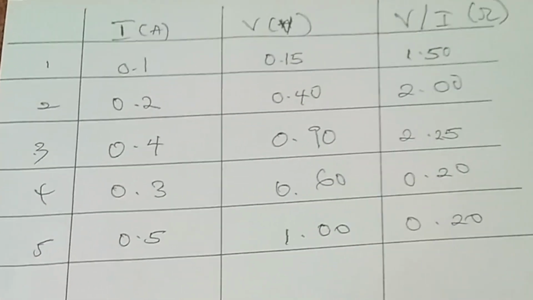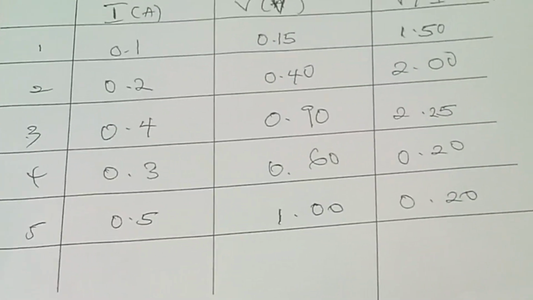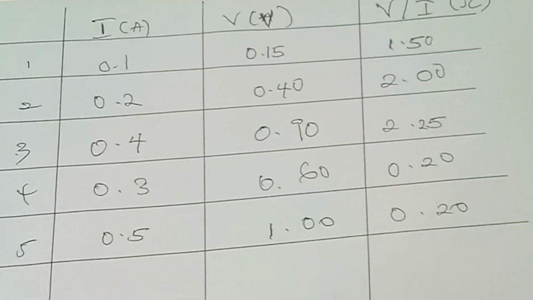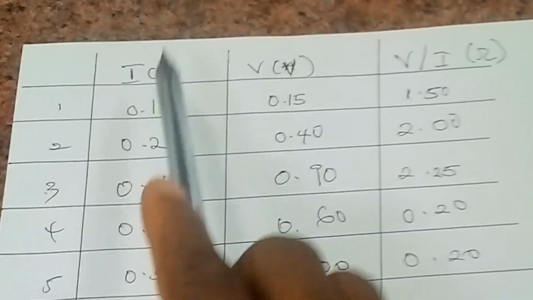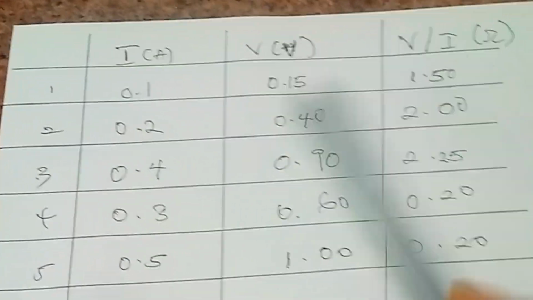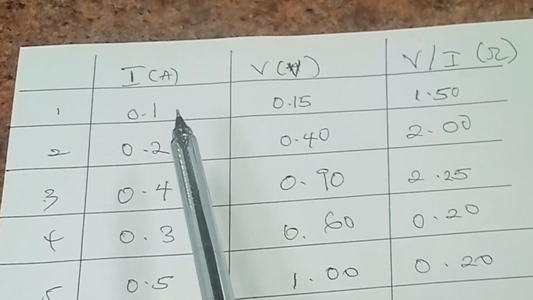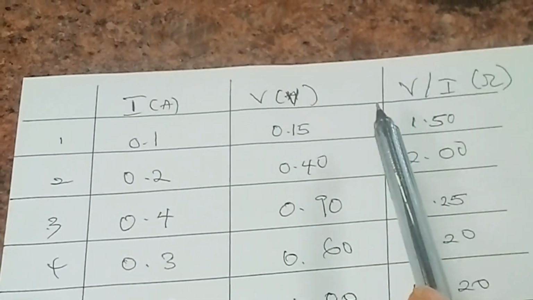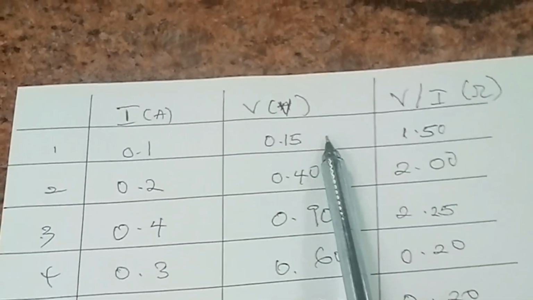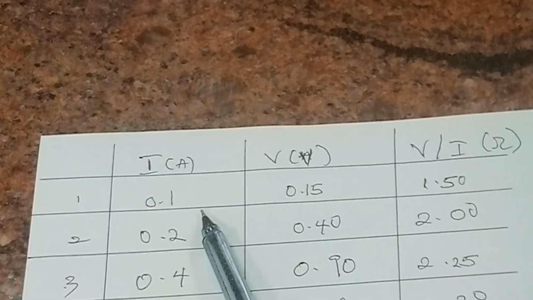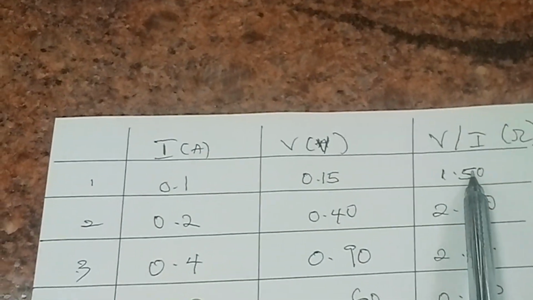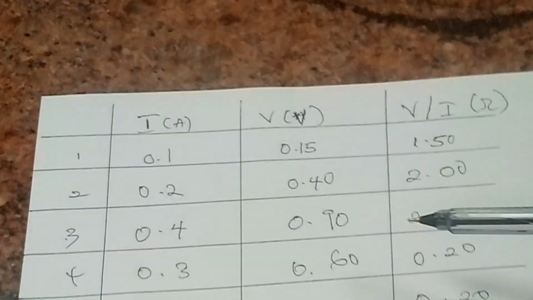So guys, having followed the experimental process, this is our table of values. As you can see, we have our current, we have our voltage, and we have the voltage over the current. Where we have 0.1 for the ammeter reading, the successive reading is 0.15, and we did 0.15 divided by 0.1, it gave us 1.5, and similarly for all of these.